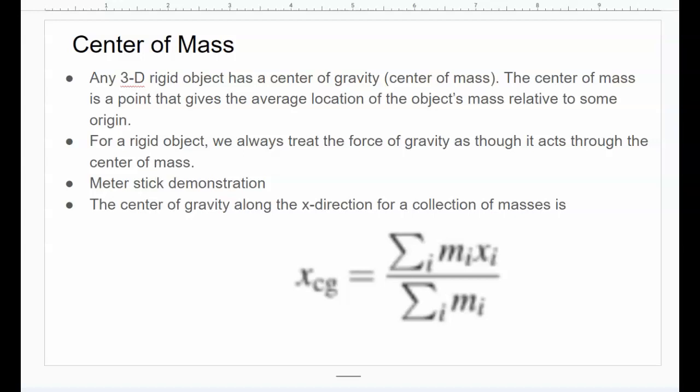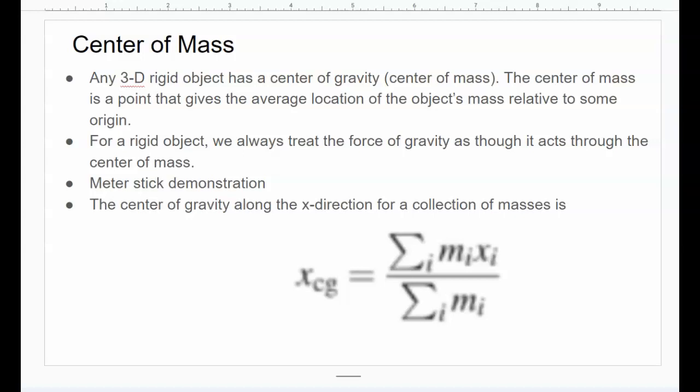And so if you have a rigid object, one of the benefits of the center of mass is that you can always treat the force of gravity as though it acts through that center of mass. For example, in the past when we did calculations and drew free body diagrams, we always put the force of gravity for an object through the center of mass. So being able to calculate where the center of mass is located is helpful for that reason.